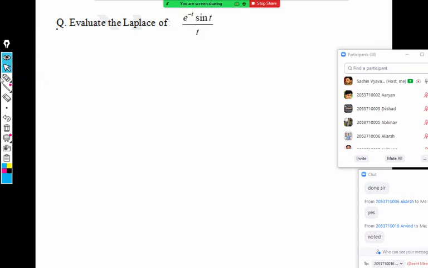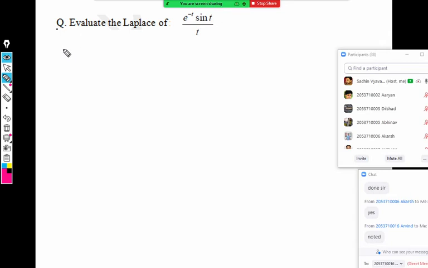Yes, tell me the properties now. Obviously, which properties we should use? Division by t, then first shifting. Correct. Division by t and then first shifting is a good choice. The other way is also possible. You can use first shifting and then division by t. That is also okay. Both are correct. So I will do it this way.